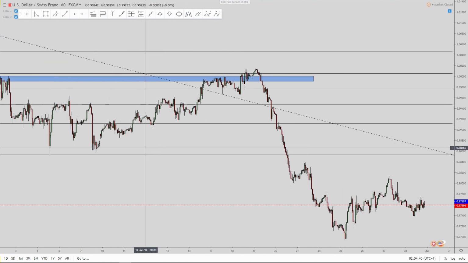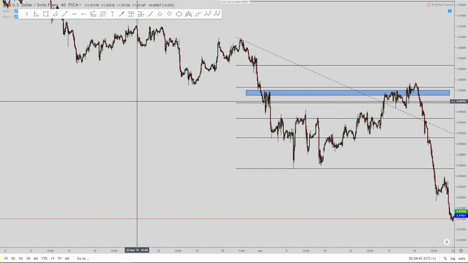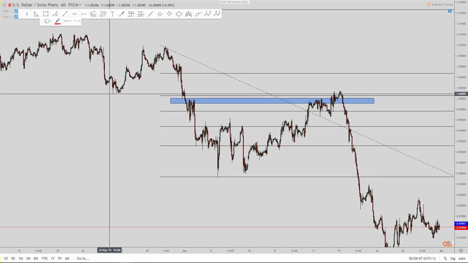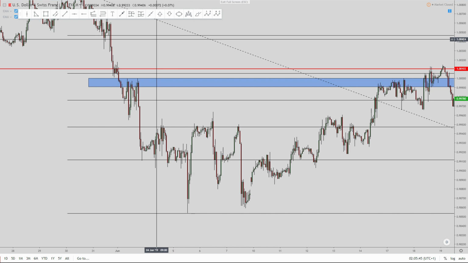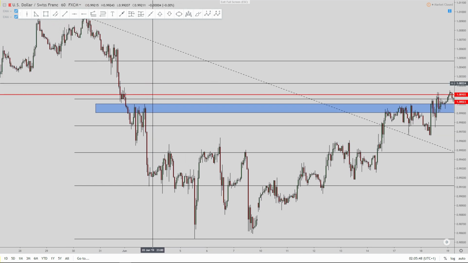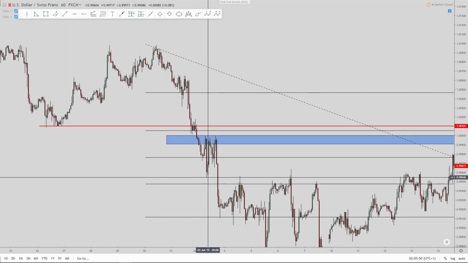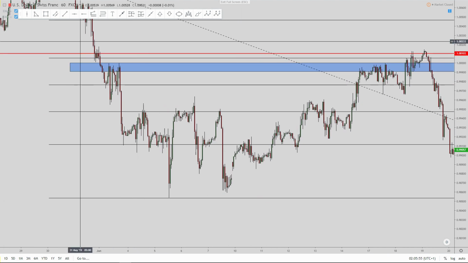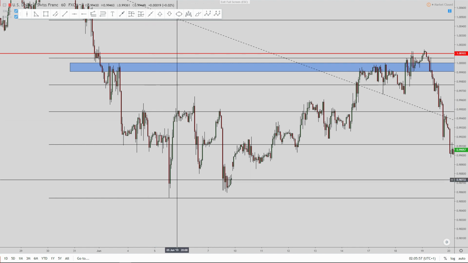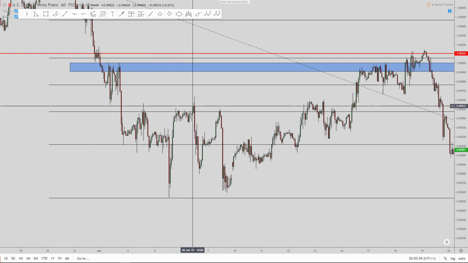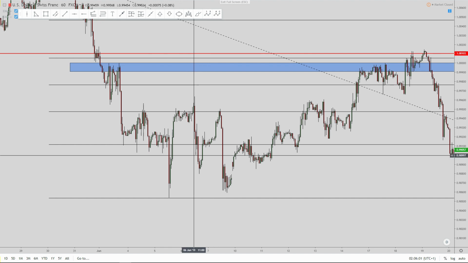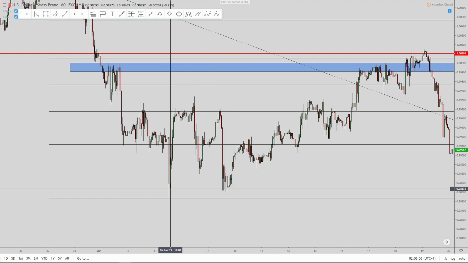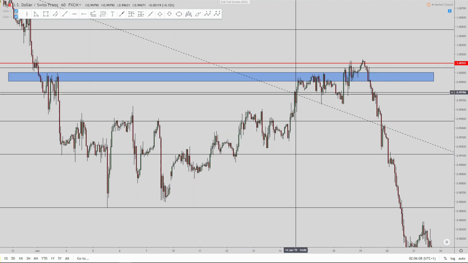And what else do we have? Well, you can see here we broke this structure. So let's dig into this a little bit deeper. You can see we pushed down here, broke this low, pushed back up, pushed back down, got outside return, broke into a new low, retested the highs, failed to put in a new low, failed to put in a new high, retested the lows before we started to rally.